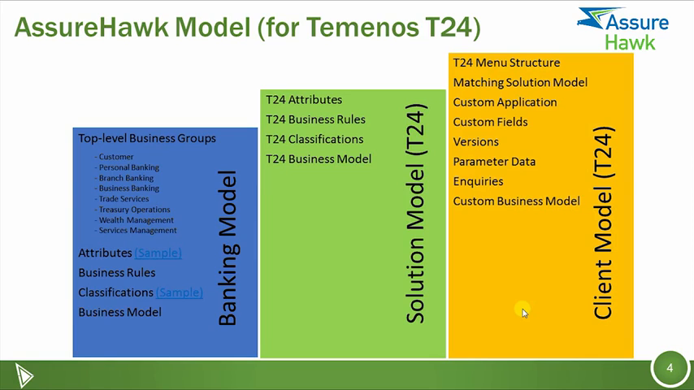In the client model, we have created a routine which we would run in the runtime environment of your T24, which would extract your menu structure, your application, the version, and the parameter record. And once it does that, from our solution model, we would inherit all those enrichments which we have onto the client model.